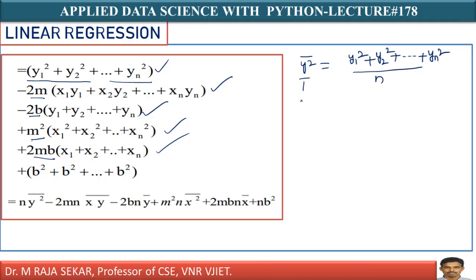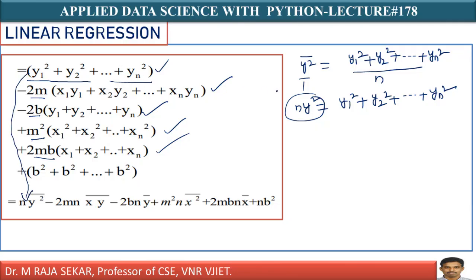Therefore, if you cross multiply it, what will you get? n y square bar equal to y1 square plus y2 square plus so on yn square, isn't it? Therefore, y1 square plus y2 square plus yn square is n y square bar. In the place of y1 square plus y2 square plus yn square, I can write n y square bar, isn't it? Minus 2m, I can write minus 2m.